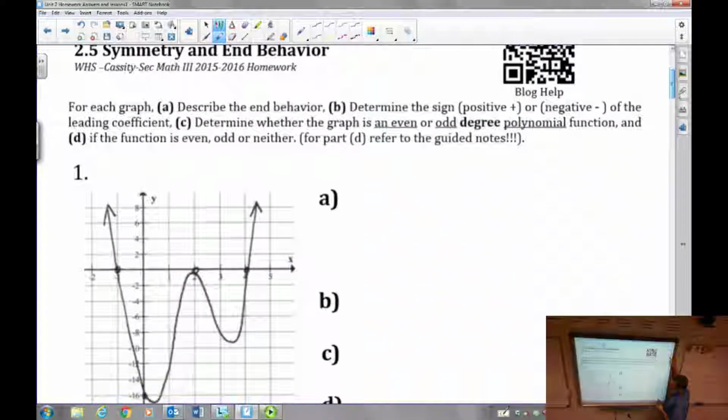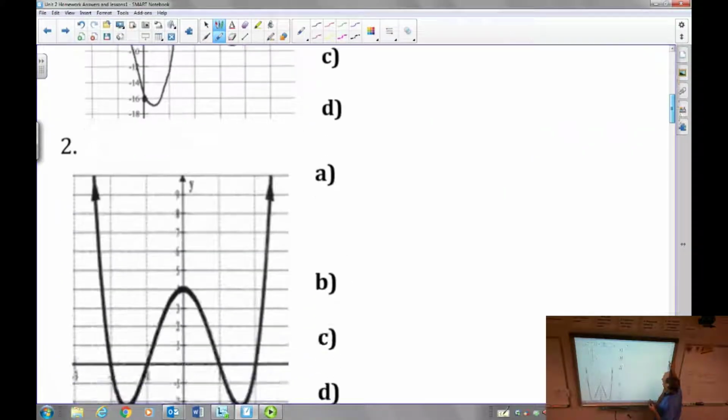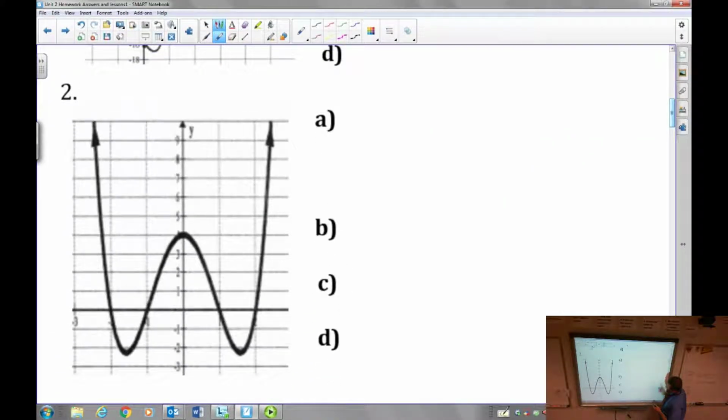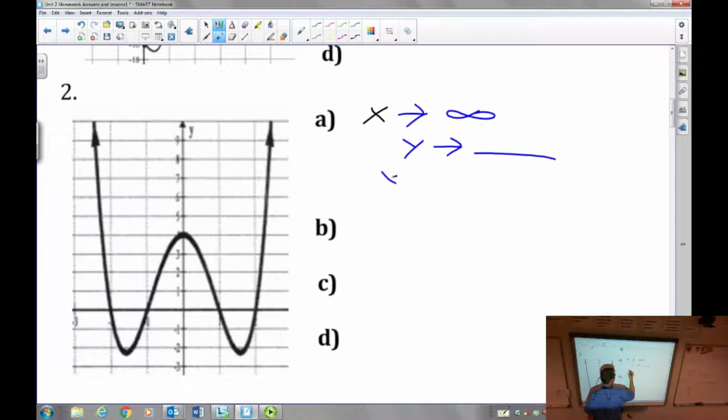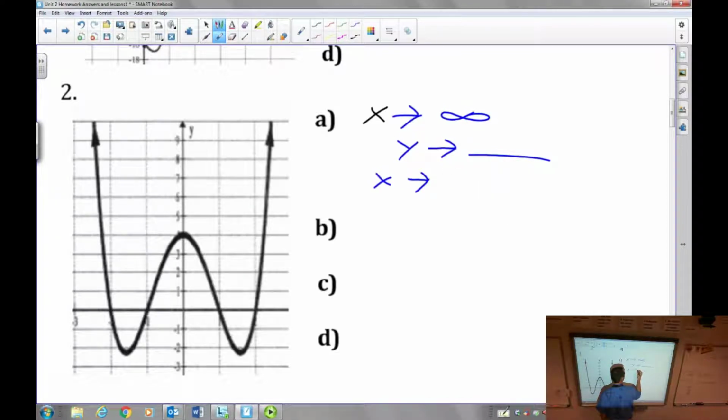We'll look at a few of these problems here, and maybe we'll start off with number 2. That looks like a decent one. So basically you have to do some writing notation there. And that notation is, as x approaches infinity, what happens with y? And as x approaches negative infinity, I think usually we do those reversed. On my notes, it'd be better to do that. So we're going to put positive infinity here, and then we'll change this one.